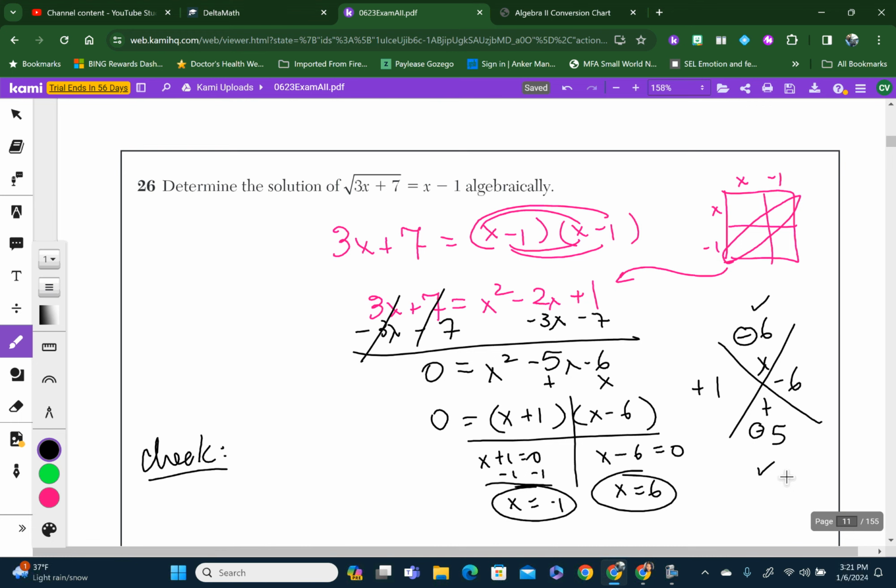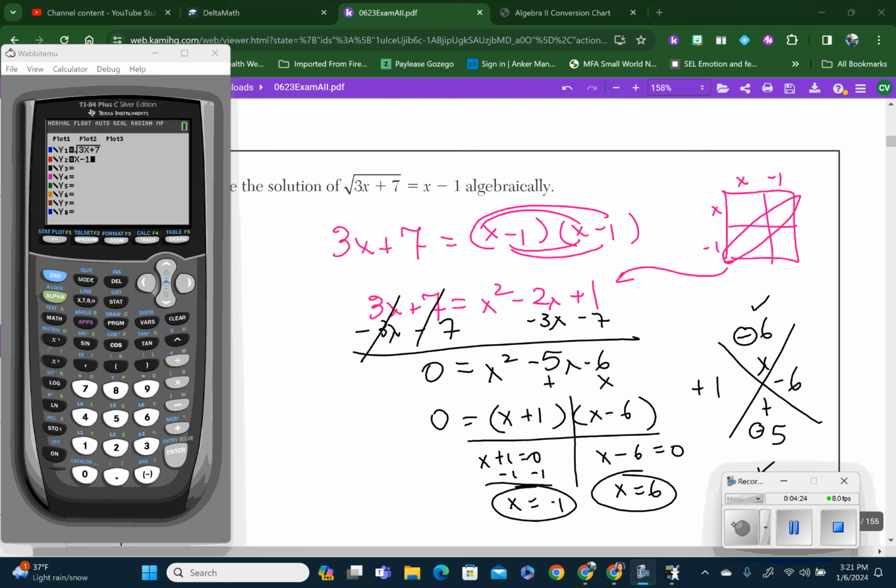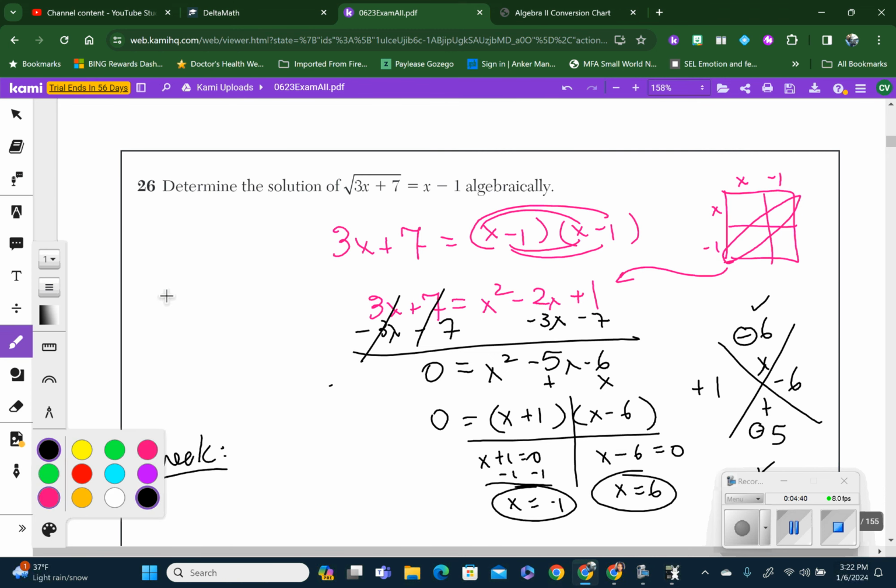And how do I check it? The easiest way is to go to the calculator, plug it into y equals, and then there's two things you can do at this point. Second graph allows you to go to the table, and we're looking across from negative 1. So across from negative 1, do I have the same answers on y1 and y2? I do not. So that means that this answer does not work. So x equals negative 1 does not work.